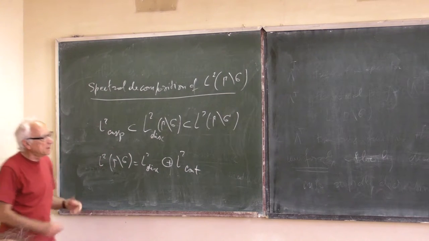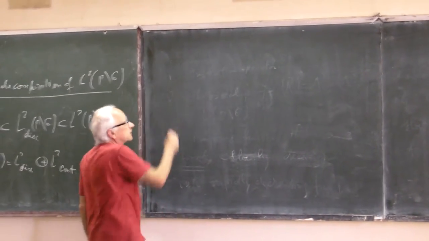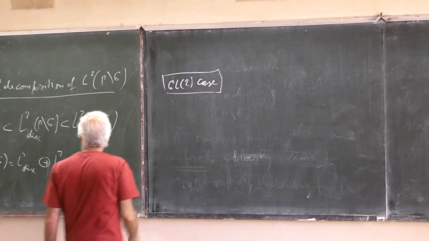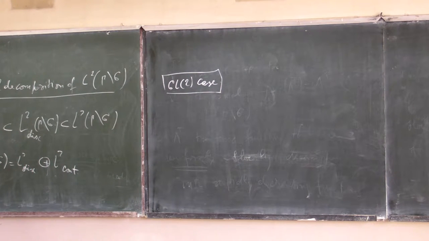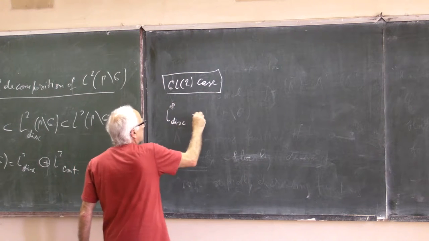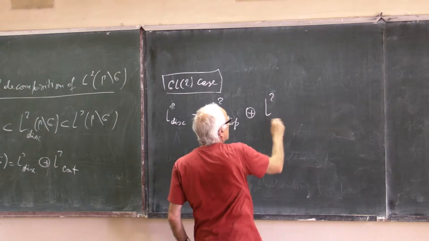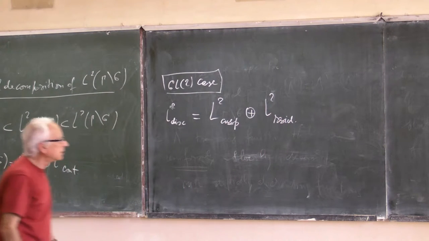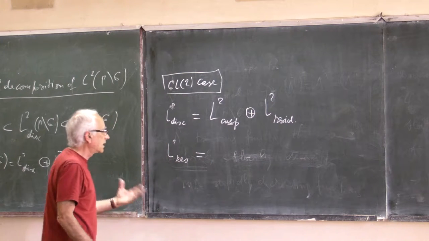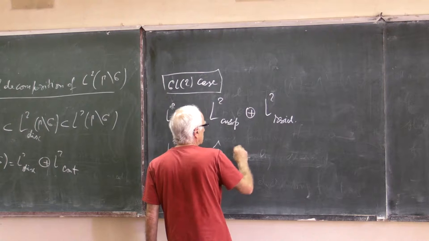Okay, let me describe in slightly more detail how they are constructed, in the simplest non-trivial case, the case of GL2. In the GL2 case, the L2 discrete is the sum of L2 cusp plus what is called L2 residual, for a reason I will explain slightly later. And L2 residual in that case is just the direct sum, the completion, of one-dimensional representations.